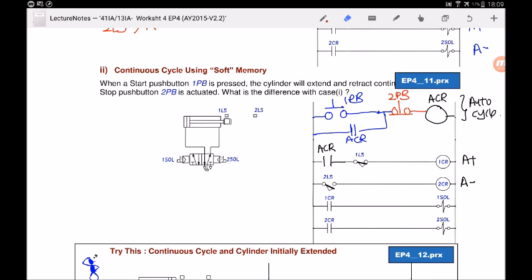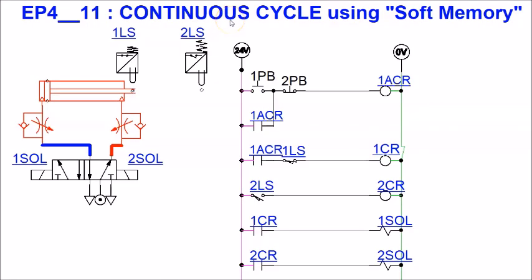So let's take a look at the simulation circuit one more time and you can visualize how it works. Now we will take a look at this simulation circuit where we achieve continuous cycle using 2 push buttons and 1 control relay. As you can see, we also have 2 limit switches to detect retracted and extended position, and we use a 5/2-way double solenoid directional control valve, which means it will remember its last position. It just needs to be energized momentarily.